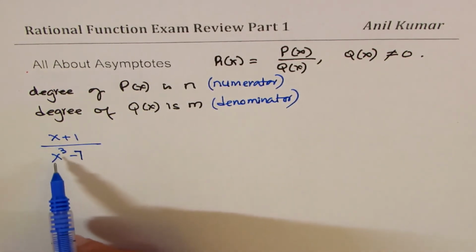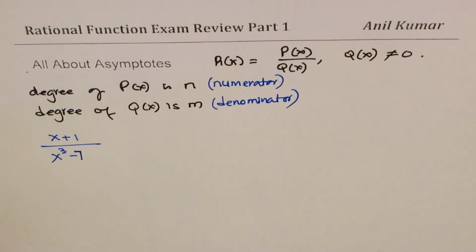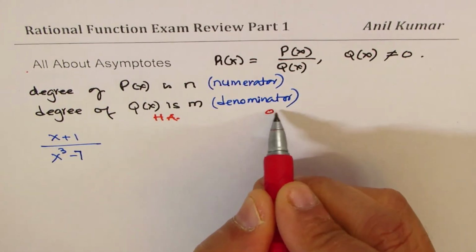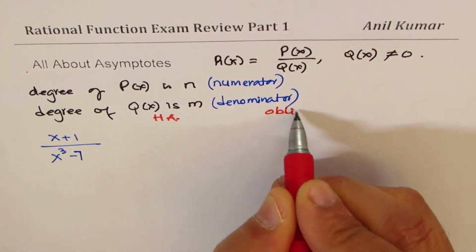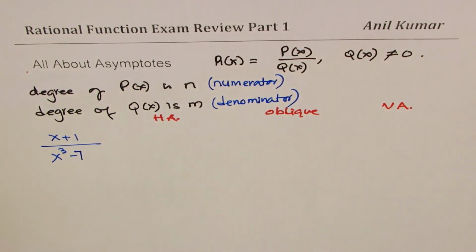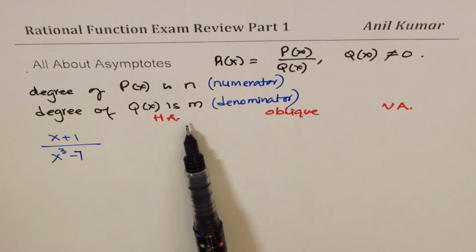Now, in this particular case, we are only discussing different types of asymptotes. So let's consider horizontal asymptote, oblique asymptote, and vertical asymptote, right? Now, we could have either a horizontal or an oblique or none of them, right?